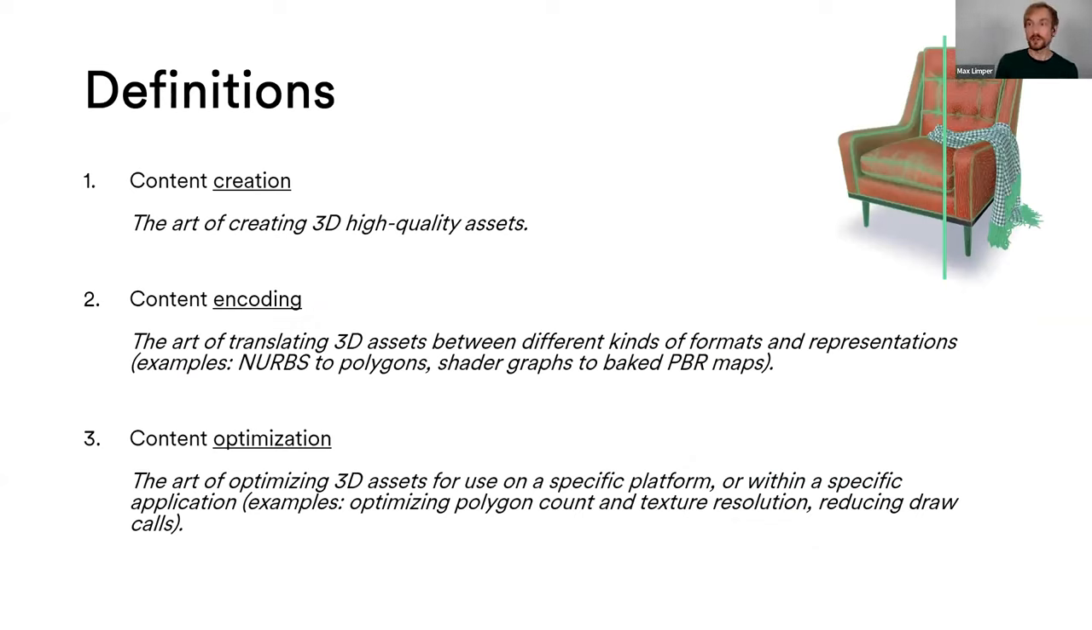So content creation is quite straightforward. It's just the art of creating high quality 3D assets. And content encoding, by that, I mean the art of translating 3D assets between different kinds of formats and representations. And this may sound a bit boring, like, well, I have a picture that I store as a PNG, and then I can also store it as JPEG or BMP. So what? Same for 3D, I have different formats. There are tools to convert between them.